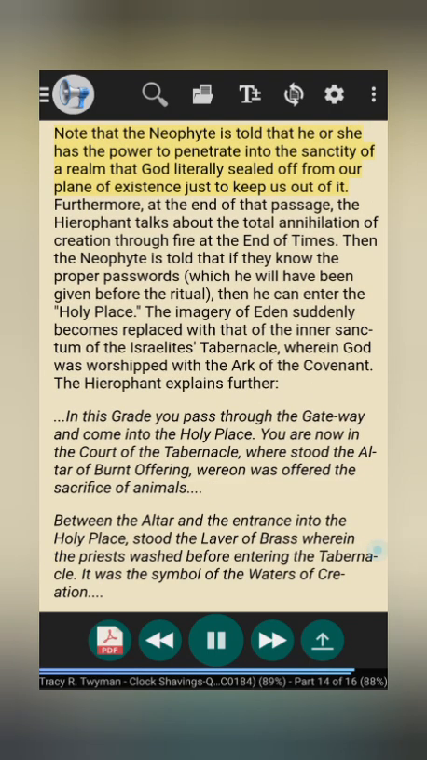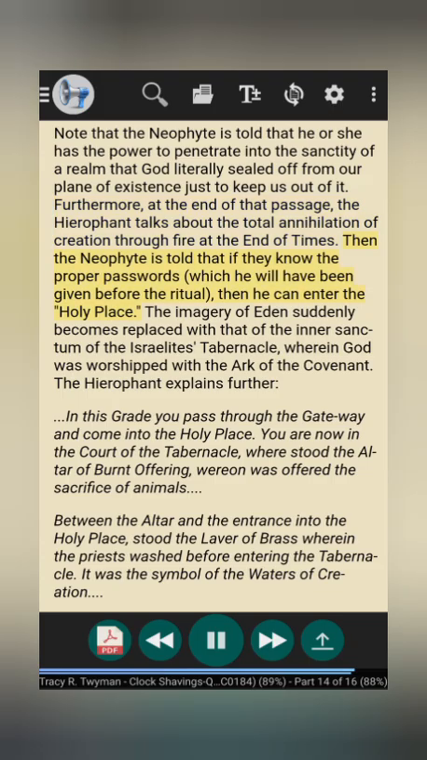Note that the neophyte is told that he or she has the power to penetrate into the sanctity of a realm that God literally sealed off from our plane of existence, just to keep us out of it. Furthermore, at the end of that passage, the Hierophant talks about the total annihilation of creation through fire at the end of times.